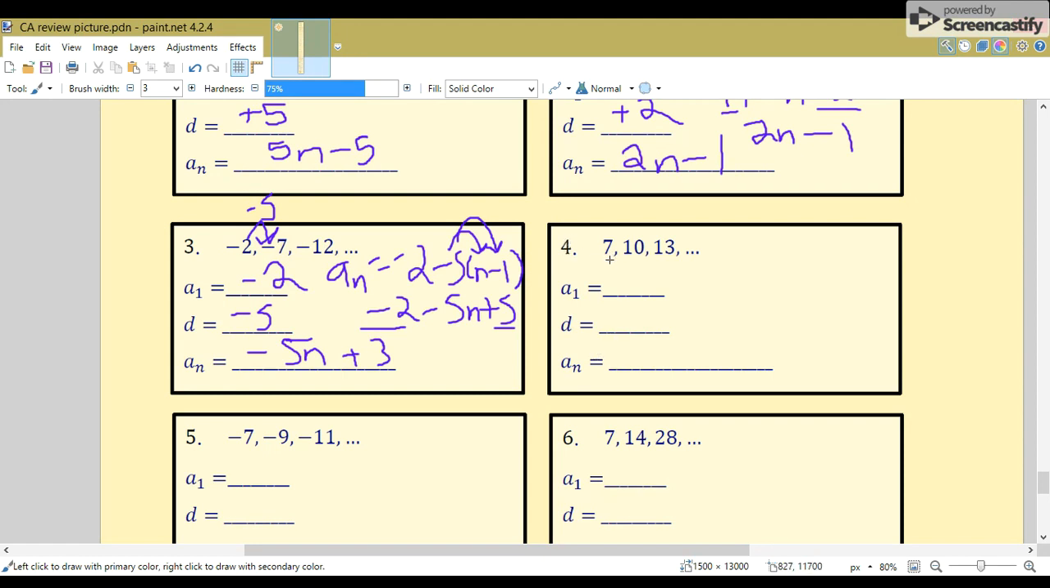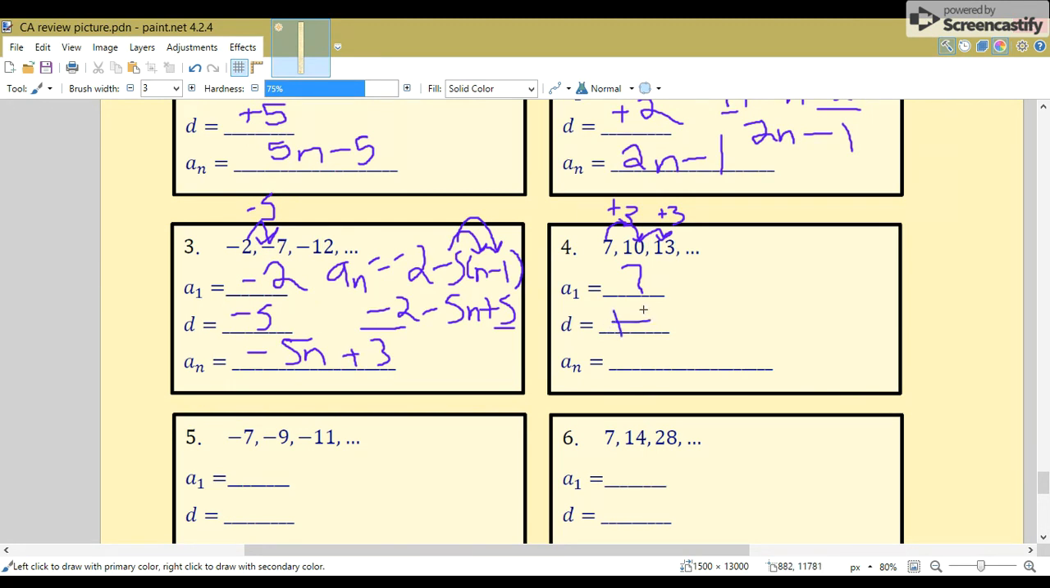Number 4, 7, 10, 13. So our first term is 7. Our common difference, we're adding 3 each time. Plus 3, plus 3. And always try the first 2 or 3 to make sure that it's still plus whatever number you got. If it's not the same, it could possibly be a geometric sequence or something else entirely.